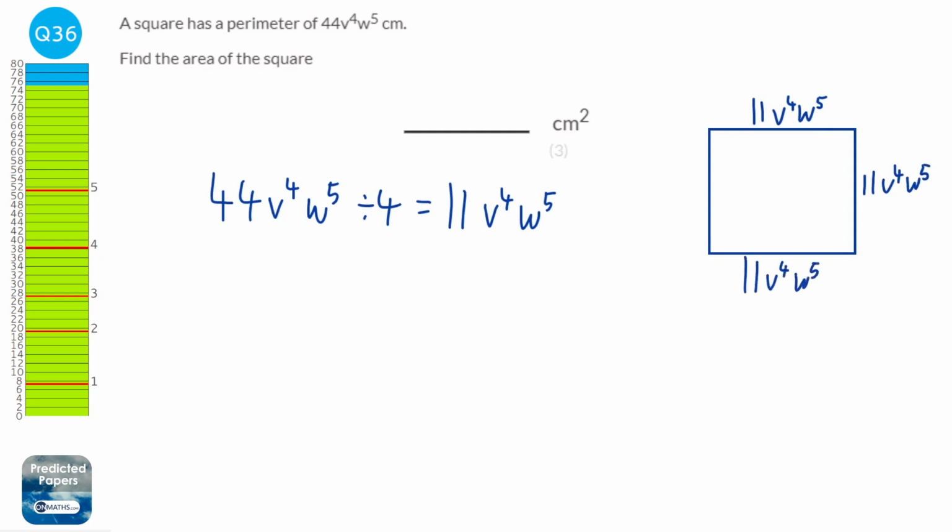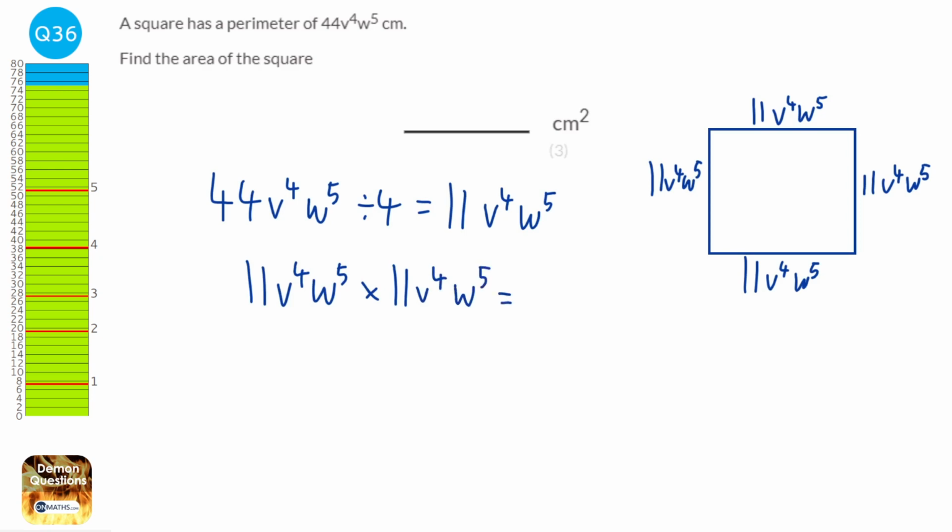when you add, you don't add the v to the power 4 w to the power 5. It's just going to be 11 lots, another 11, another lot of 11, and another lot of 11. So it's 44v to the power 4 w to the power 5 in total. And to work out what the area is, we obviously are going to square that. So we're going to do 11v to the power 4 w to the power 5, and we're going to just times it by itself, which is what squaring means.